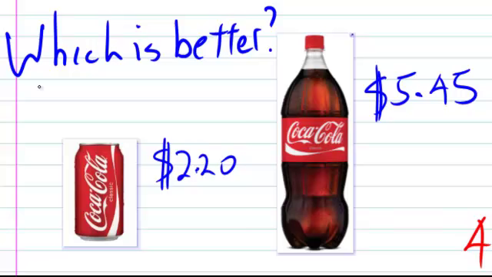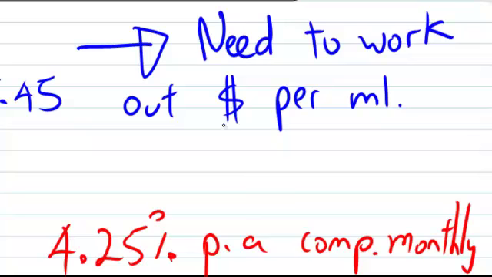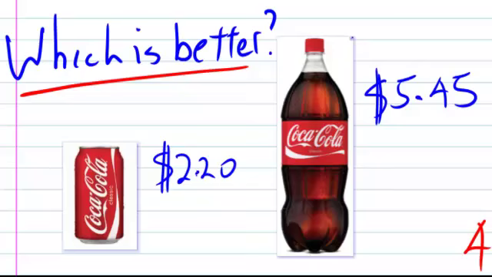Now, if you try to work out which is the better one, the only way you can do this is to actually work out your dollars per milliliter. So it works out as cents per milliliter or dollars per milliliter, and that will give you the best value. Now what you're doing there is converting it down so they are the same thing, so you can compare apples with apples.